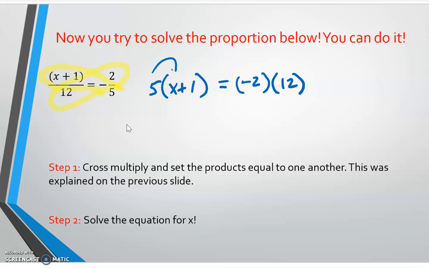We have to distribute right here. You can't just multiply 5 times x. You must also do 5 times 1. So 5x plus 5 is the result. And then -2 times 12 is -24.